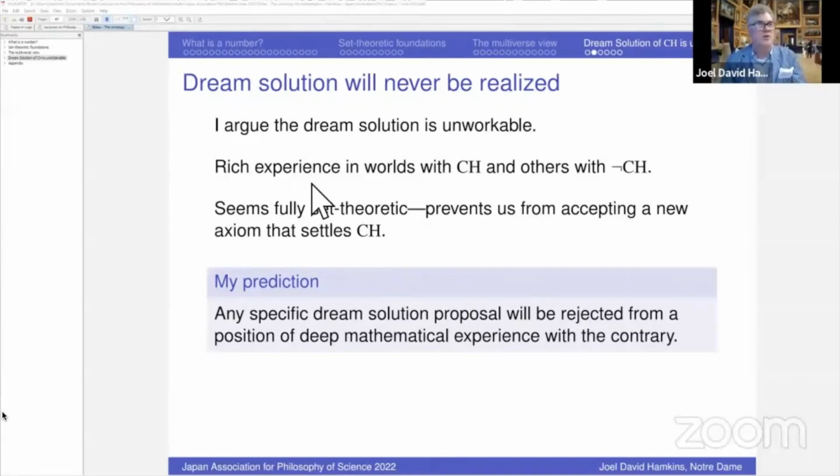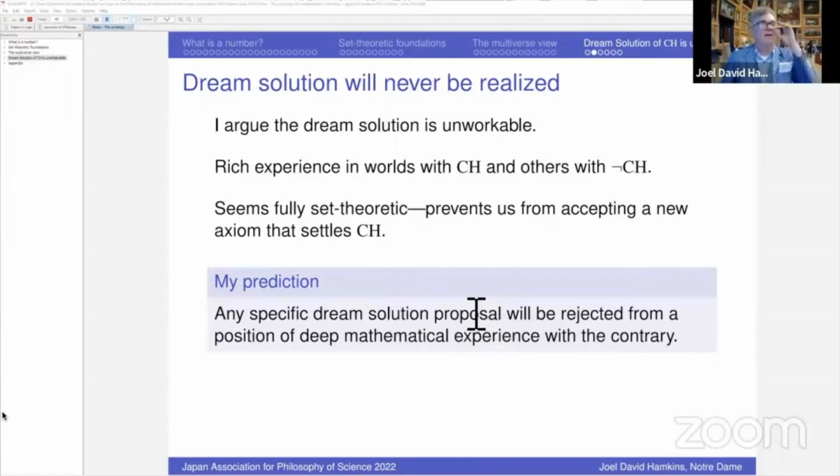And we've built other ones where it's false. And we understand what it's like to live in those universes, and they seem fully set theoretic. And therefore, if someone presents an axiom and shows us that it implies CH or that it implies not CH, then we cannot accept it as natural because we already know what it's like in the contrary situation. So the prediction is that any specific dream solution proposal will ultimately be rejected from a position of deep mathematical experience with the contrary situation.